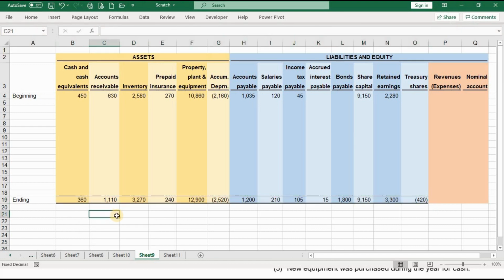So first, in the preparation of the statement of cash flows, let us prepare the indirect method. The indirect method starts with the net income, and the net income is being closed to retained earnings. Based on our problem, the net income that is closed to retained earnings is 1,500. So this is the amount transferred from the income summary account to retained earnings in our closing entry.